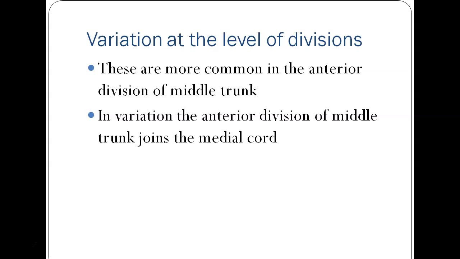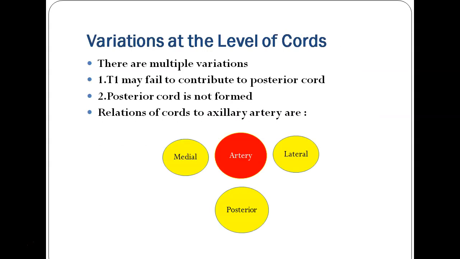Then we come to variation at the level of divisions. These are more common in the antidivisions of middle trunk. So the variation is the antidivision may join the medial cord. Then variation can also be at the level of cords. There are multiple variations at this level. T1 may fail to contribute to posterior cord, or the posterior cord is not formed at all.